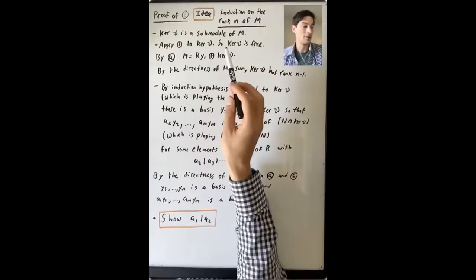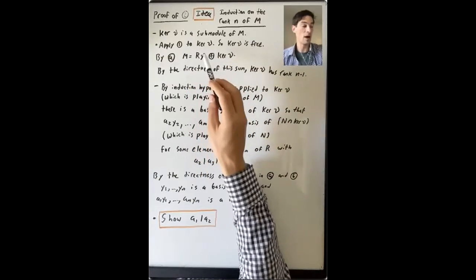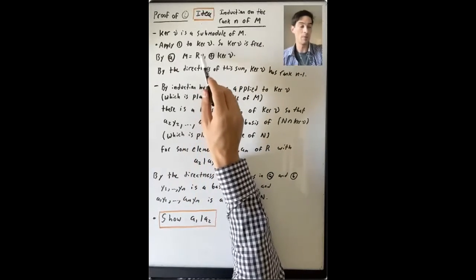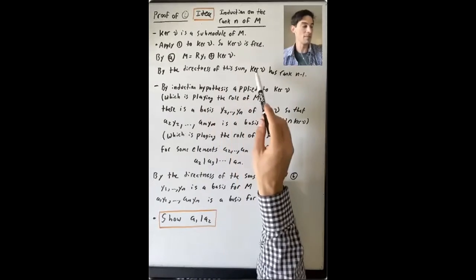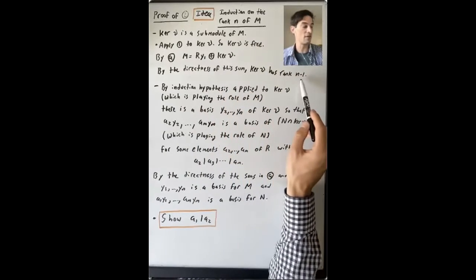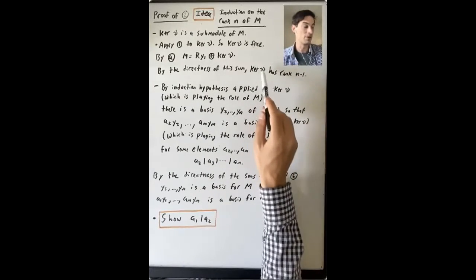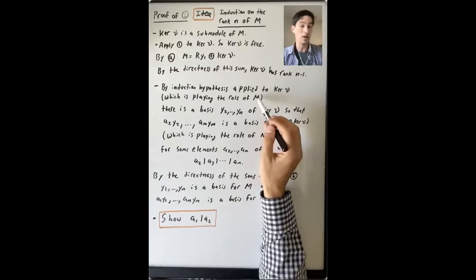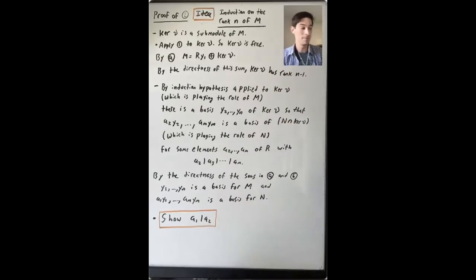Well, we know more. We know that M is a direct sum of Ry1 plus the kernel of nu. And Ry1 is free of rank 1. So because this is a direct sum, we can see that the kernel of nu has to have rank n-1. And now we're in business because we can apply the induction hypothesis to the kernel of nu. So what do I mean apply it? This is playing the role of M in the statement of the second part of theorem 4.